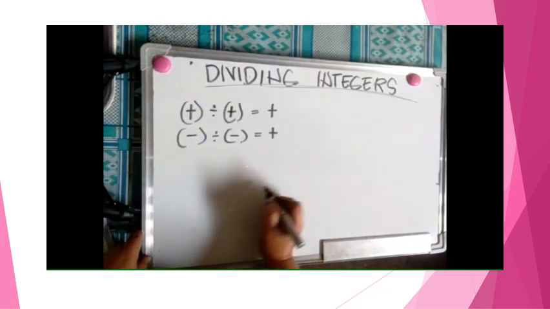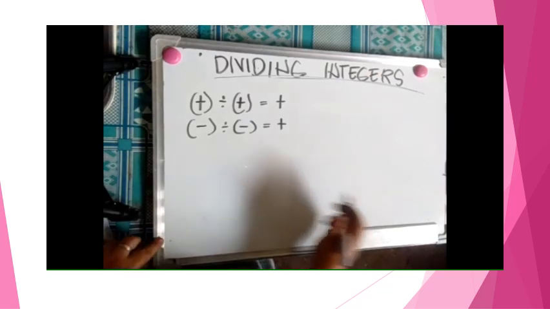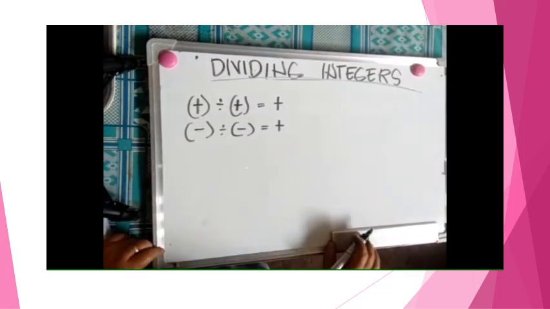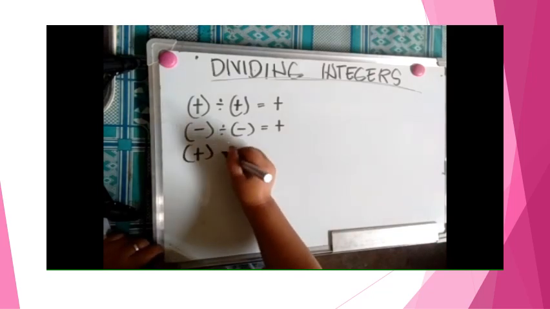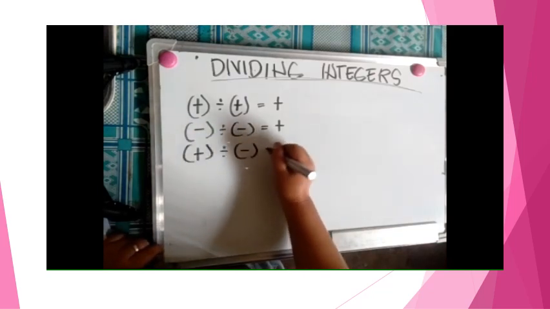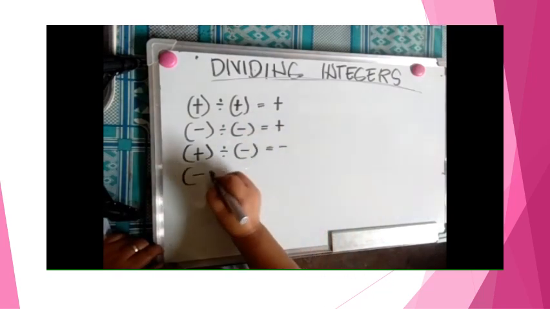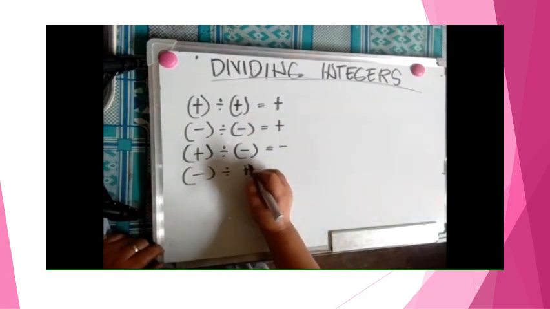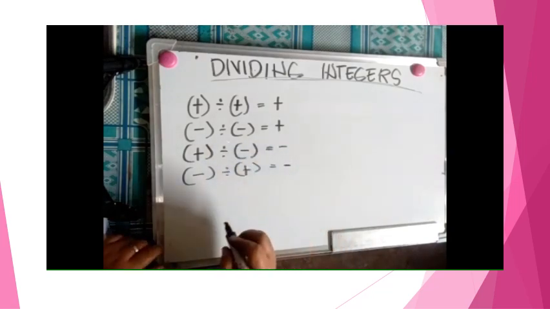Okay? Second, when two numbers with different signs are divided, the quotient is always negative. So it is the same as in multiplication. For example, positive divided by negative is equal to negative. Or negative divided by positive, vice versa, is equal to negative. Okay?